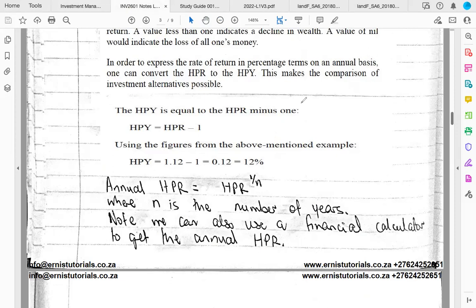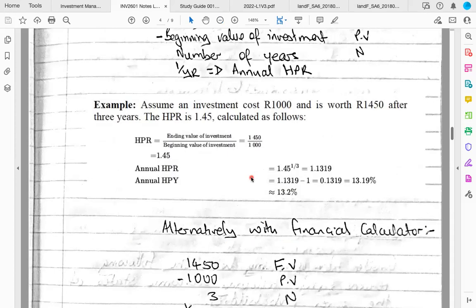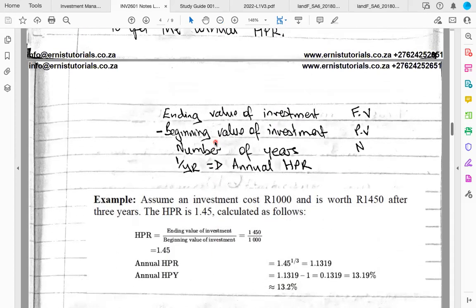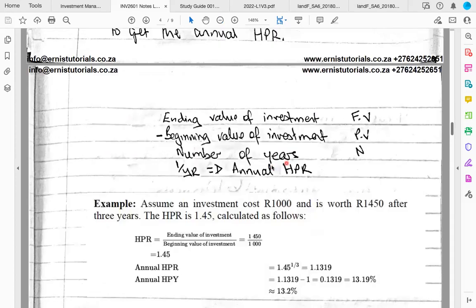Okay. But we can also do that calculation using the financial calculator. Sorry if it's sounding a bit confusing. I'm going to show you a nice example to explain all of that. We can use a financial calculator to help us to get the annual HPY. I need to correct this. This should say annual HPY. Let me fix it now.